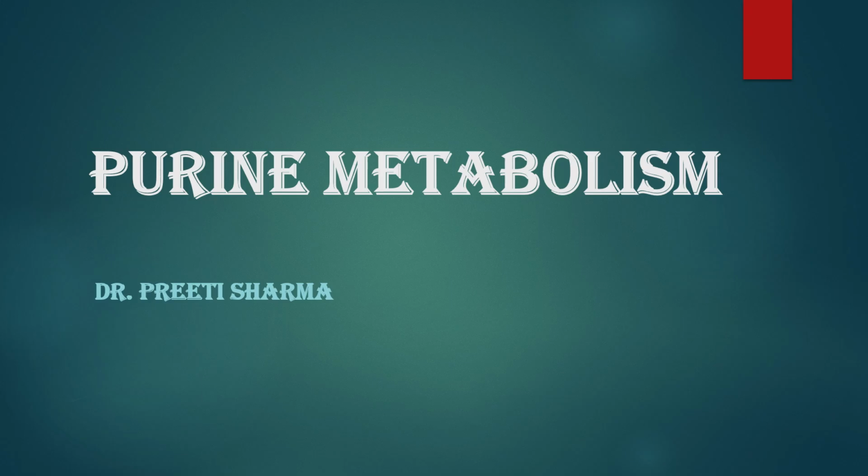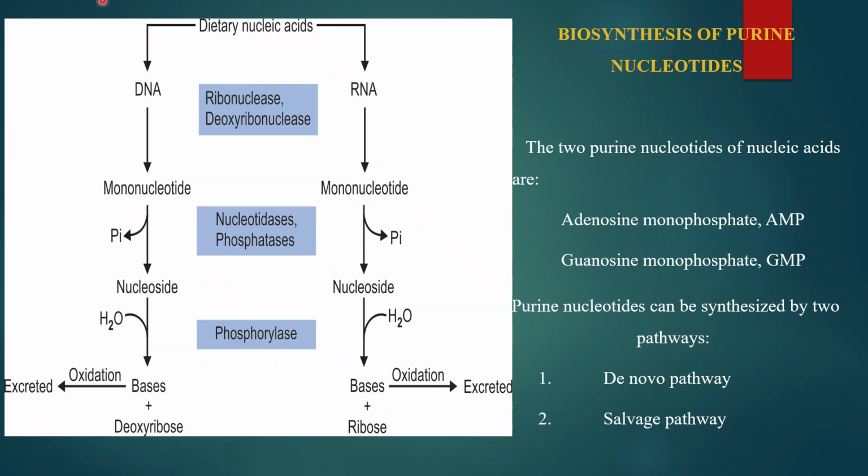So in today's lecture, I'll discuss purine synthesis, or the de novo synthesis of purine nucleotides. These purines and pyrimidines are the nucleotides which are required for synthesis of nucleic acids, for synthesis of DNA and RNA, and also for various other cellular functions.